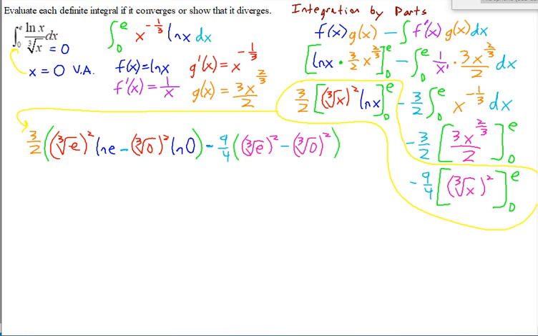All right, so with this natural log of 0, we know that's undefined. So if this was by itself here, if it wasn't multiplied by this cube root of 0 squared, that would be undefined, and we would know at this point that this integral diverges. However, being multiplied by 0 actually makes a difference here. So we know cube root of 0 is 0, and 0 squared is 0.